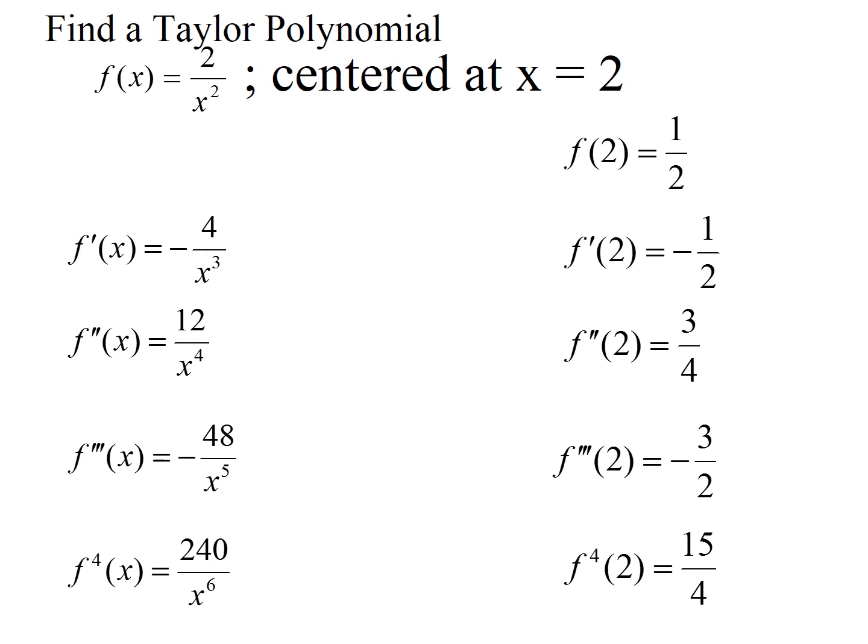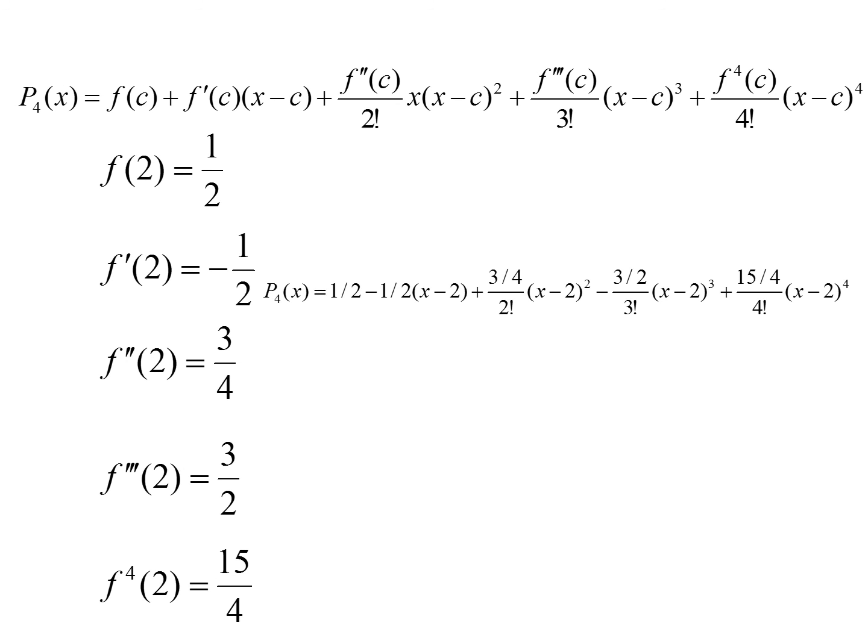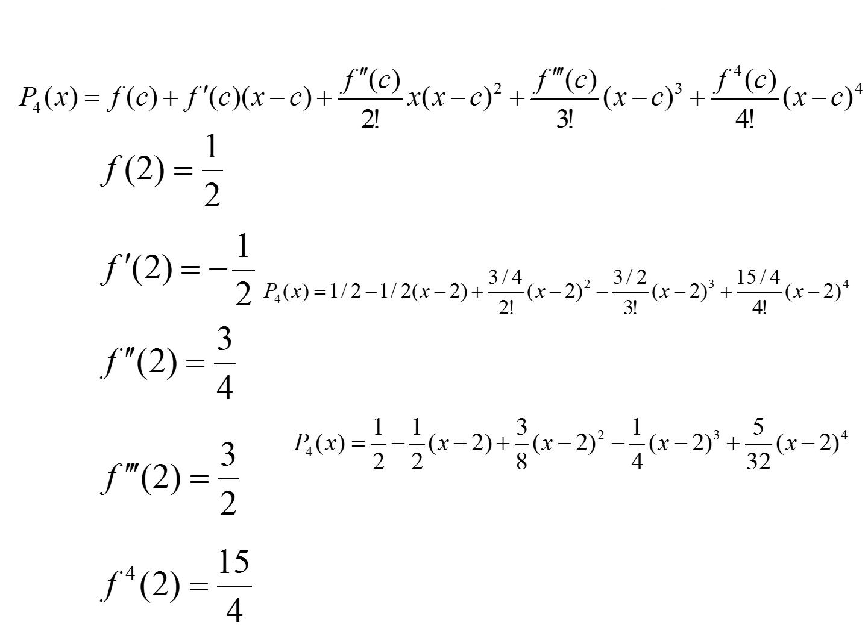Now we're going to take these values and substitute them into the formula that we were given. We can clean this up by multiplying this out. So what I've done is 3/4 divided by 2 factorial ends up being 3/8. 3/2 divided by 3 factorial ends up being 1/4. And so on and so forth. So I've approximated this function with the center at 2.